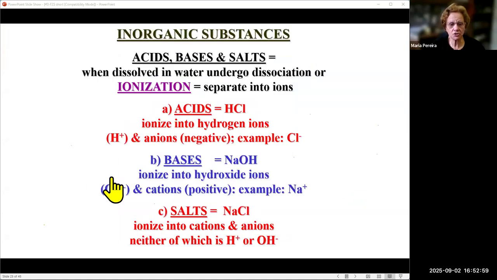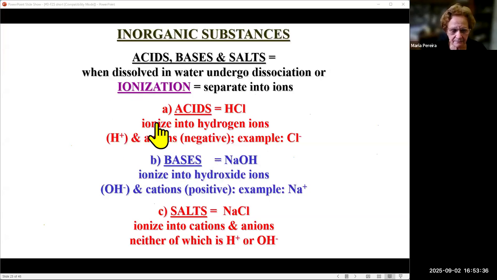Okay, now let's talk about some inorganic compounds. So they're acids and bases and salts. So how do we define acids? So remember, these acids, bases and salts, they can be dissolved in water. So if you have sodium chloride, you put it in water and it dissolves. That means the ions separate. They are no longer linked by ionic bonds. So that process is known as ionization.